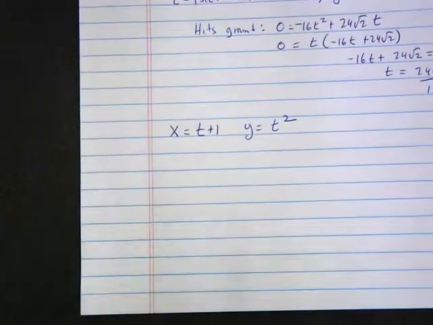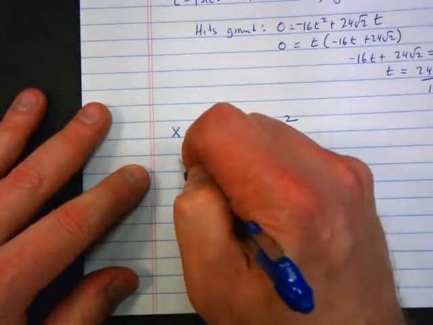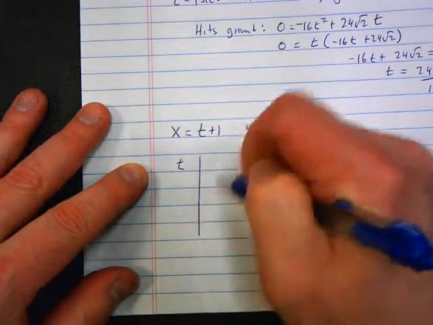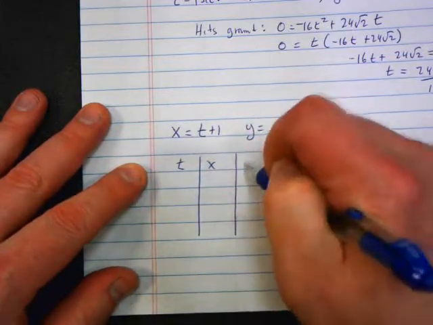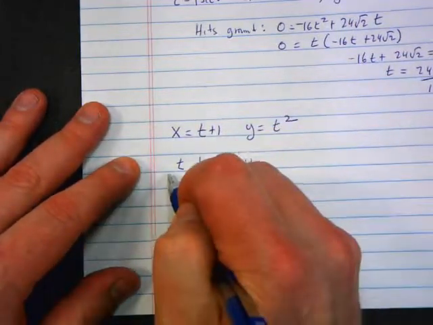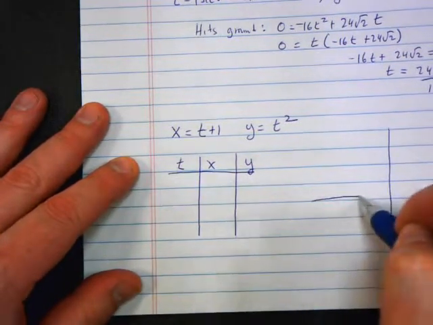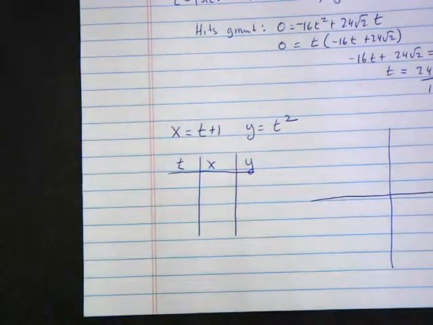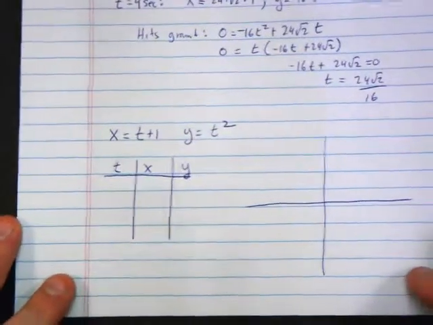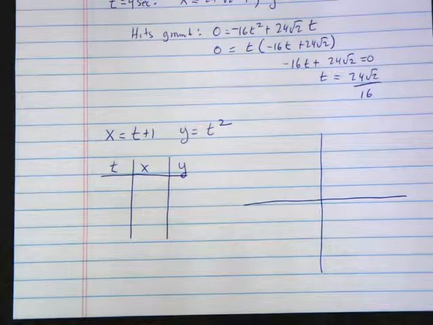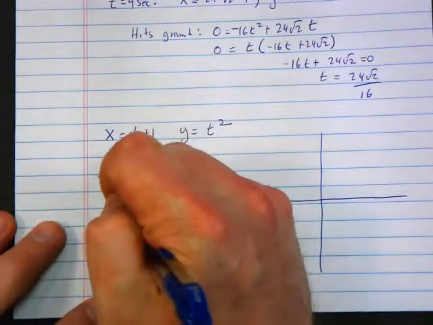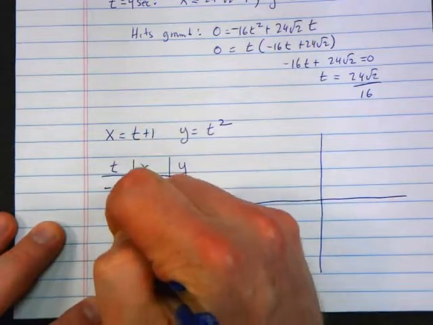All right, so to graph, I would build myself a little table here, and I'm going to plug in some of my favorite numbers. What are some of my favorite numbers to plug in for t? Negative 1, 0, and 1. Negative 1, 0, and 1 would be okay. So I'll plug in negative 1, 0, 1.